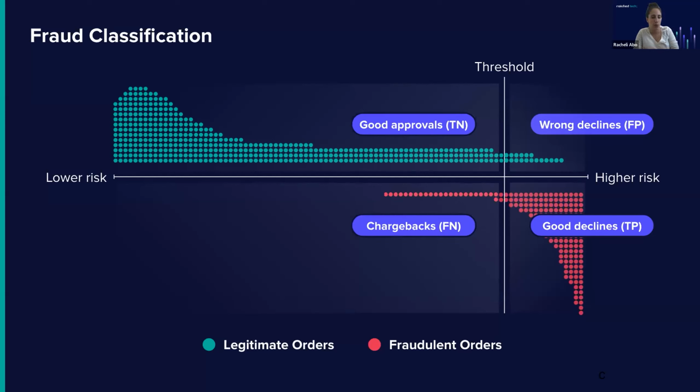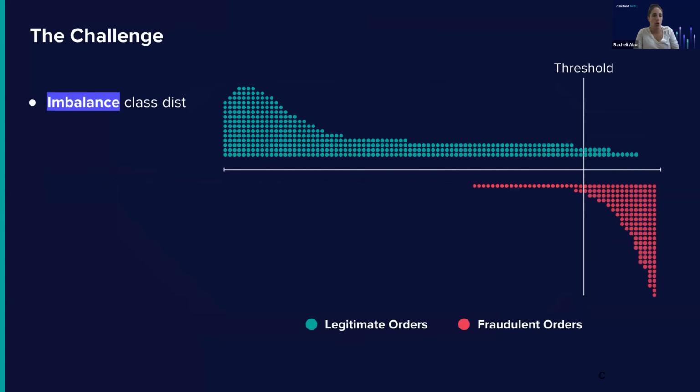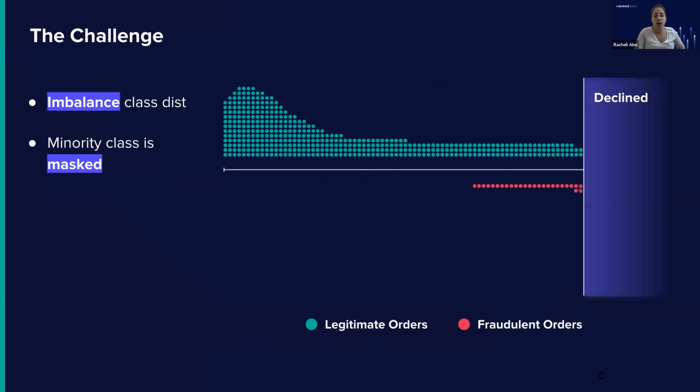So we have here two main challenges. One is that our data is highly imbalanced. And the second challenge is that our minority class is basically masked. We will put these challenges aside for only a few slides and start to discuss our sampling methodology.